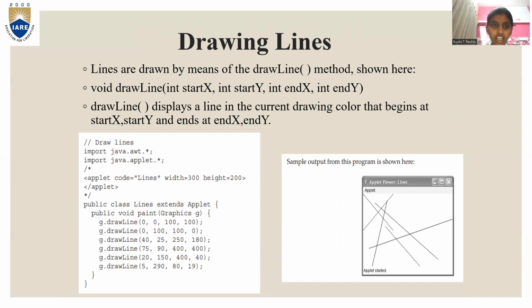So here you can see the program. You're going to first import java.awt, and you're also going to import java.applet, and you're going to create a public class Lines extends Applet, and you're going to give the values g.drawLine(0, 0, ...). You're going to pass the values for the lines, that means the measurements, and you're going to draw the lines. So this is how to draw lines.